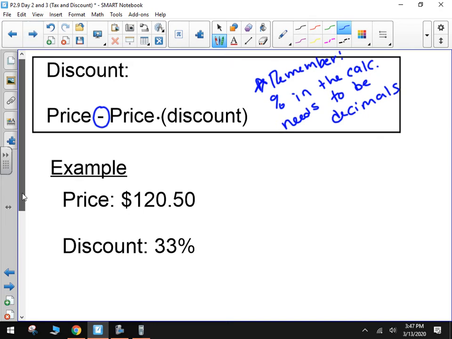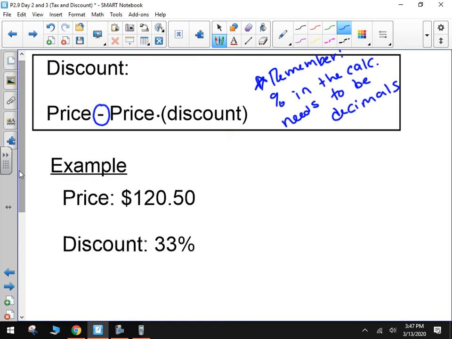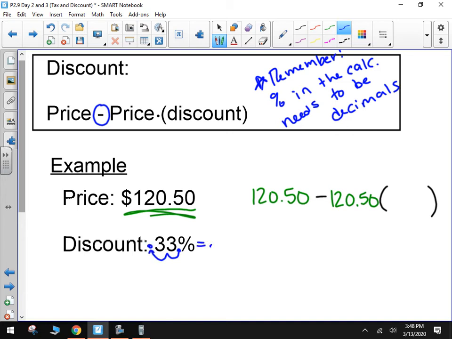So for my first example with discount, my price is $120.50. So I'm going to write my price, but this time, because I'm taking money off, I'm going to subtract and write my price again. Then I multiply it by my discount. And again, we can't have percents. So when there isn't a decimal with percents, it's always between the number and the percent symbol. And to get rid of the percent symbol, I move this decimal 2 spaces to the left. So now it's in front of the 3, so this becomes 0.33. So right here I put 0.33 so I can put it in my calculator.